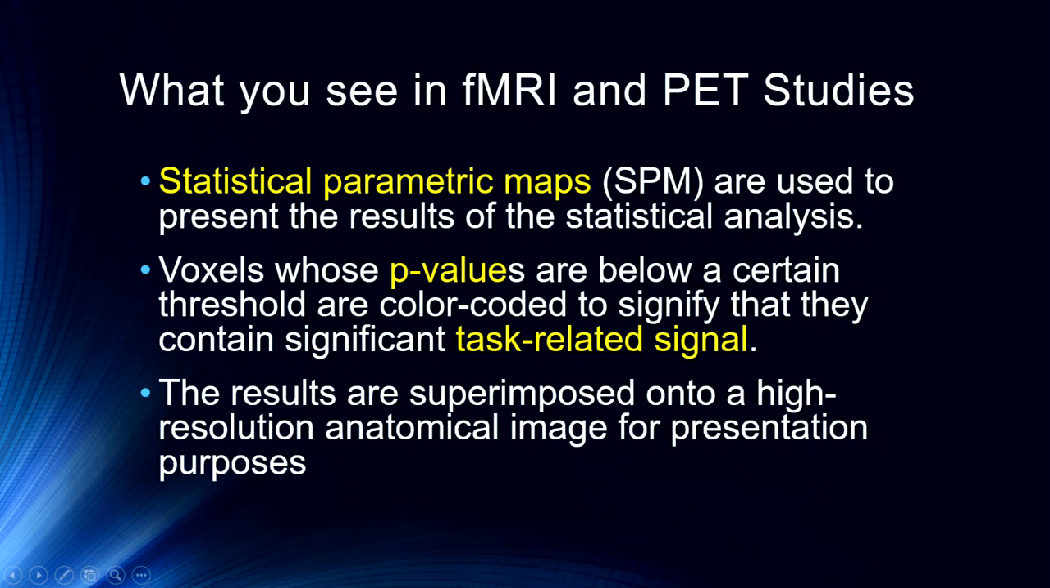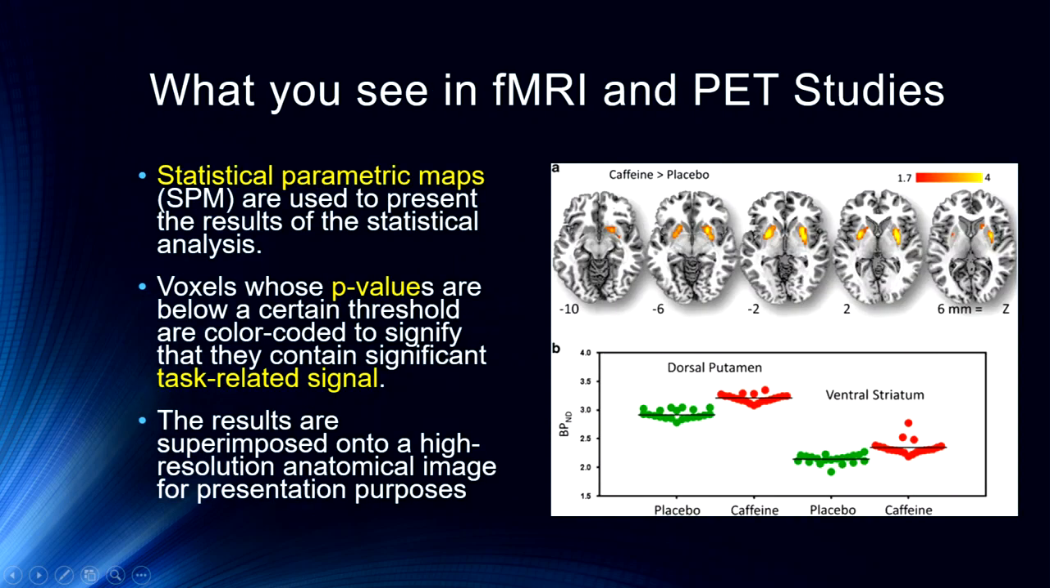I know, this is a lot to take in. We'll take a breath. So this is what you see. This is a caffeine versus placebo study. I have no idea what they were doing here. I just yanked this off the internet to show you a statistical parametric map. But you can see they've done this two ways. They've put the statistical parametric map with these different values across these specific areas. And here we have the dorsal putamen and the ventral striatum.